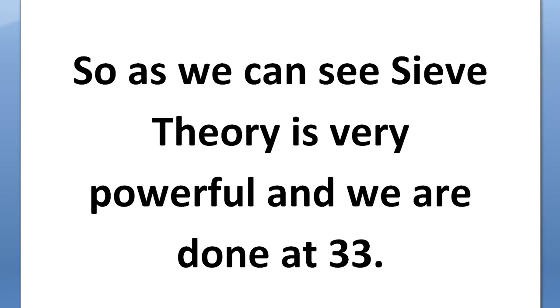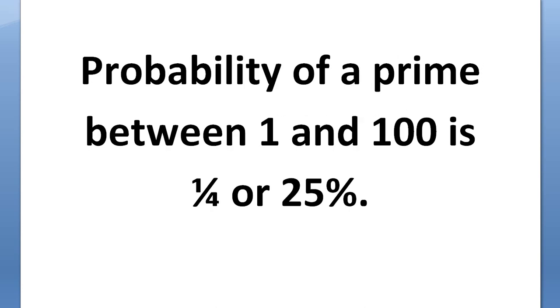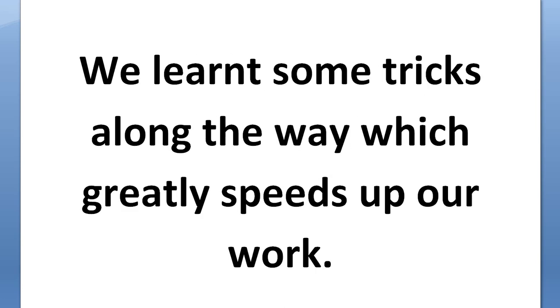So as we can see, sieve theory is very powerful and we are done at 33. We didn't need to check all 100 numbers. So the number of primes up to 100 is 25. The probability of a prime between 1 and 100 is 1/4 or 25%. So we learned some tricks along the way which greatly speeds up our work.